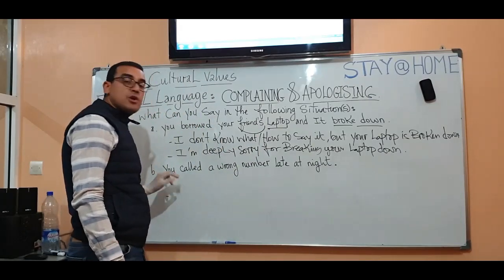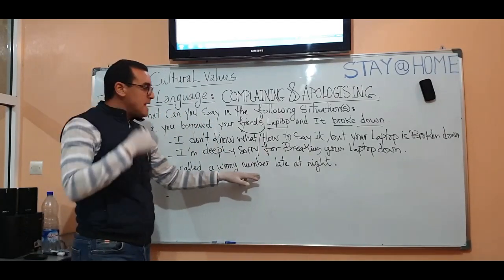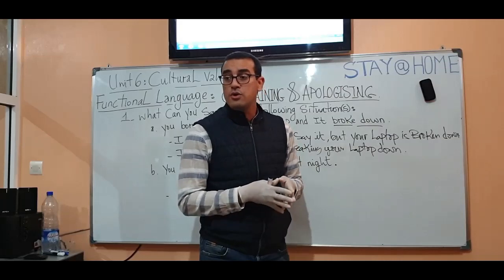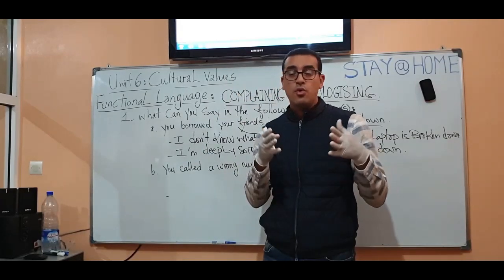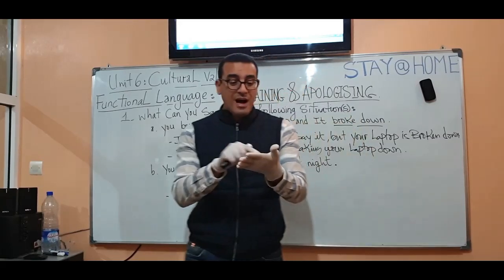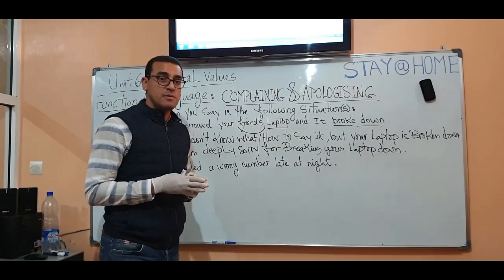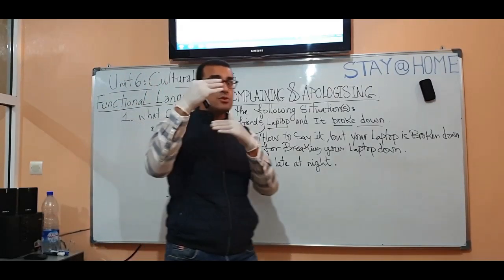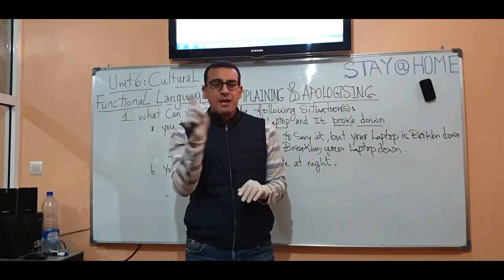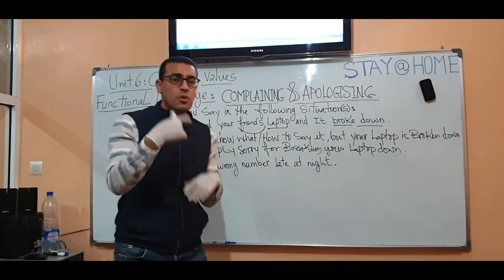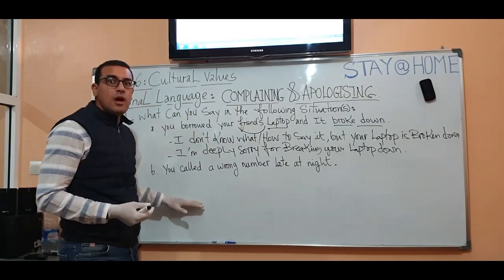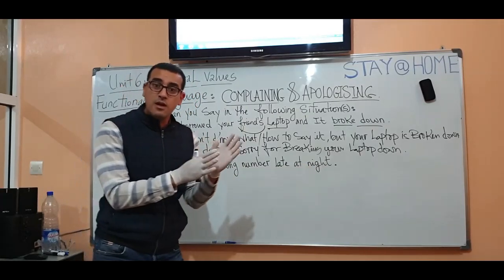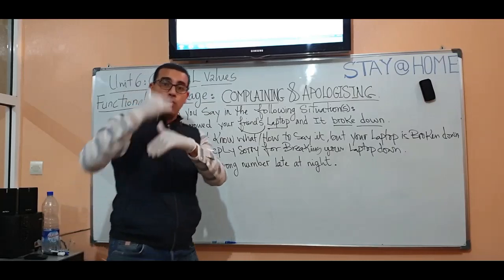We have situation number 2. You called a wrong number late at night. For example, you had an emergency, or you wanted to contact a friend or a family member, and then you dialed a wrong number, and somebody picked up, and when they greeted you, you discovered that it was not the person you intended to call. So what are you going to say? You have to apologize. People at this time are supposed to be in their bed. So you must have woken them up.